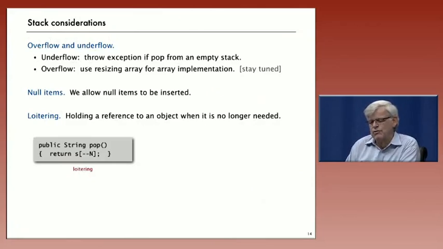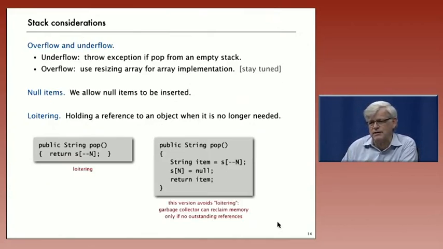There's another issue about whether clients can insert null items into the data structure. In this case, we do allow the client to insert null items, but we do have to worry about, in Java, a problem called loitering, and that is the idea that we have references to an object in our stack array when we're not really using it. So when we decrement n, there's still a pointer to the thing that we took off the stack in that array, even though we know we're not using it. The Java system doesn't know that.